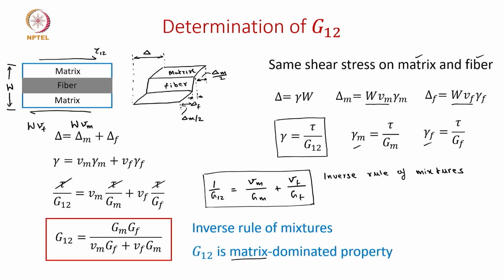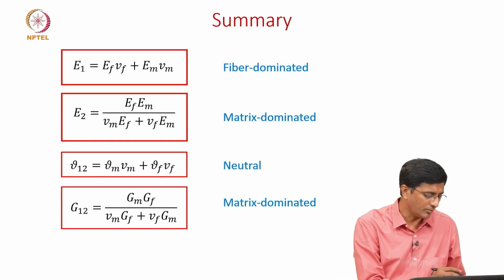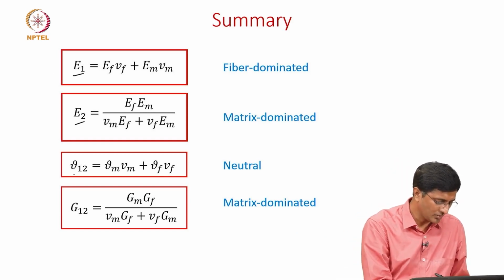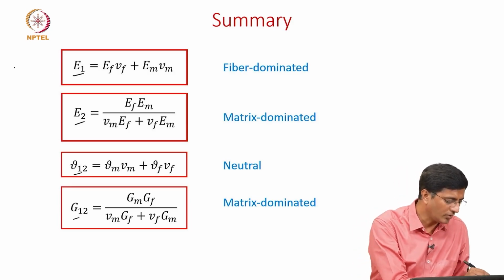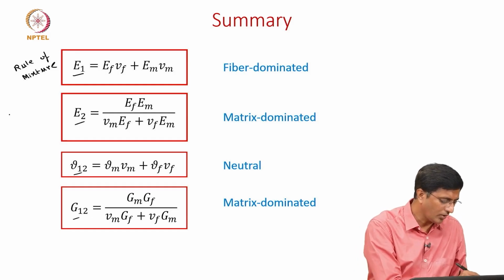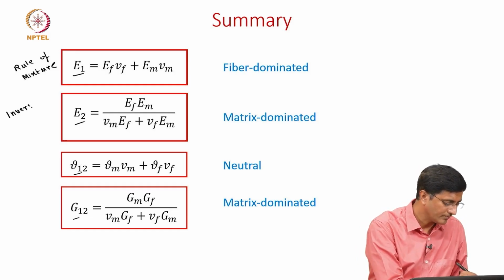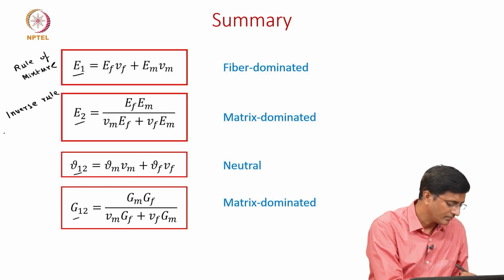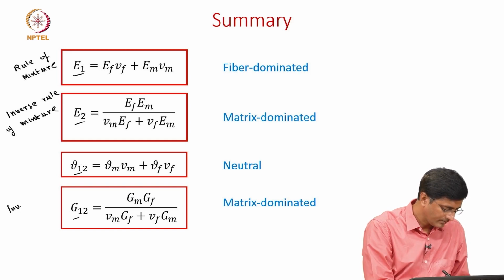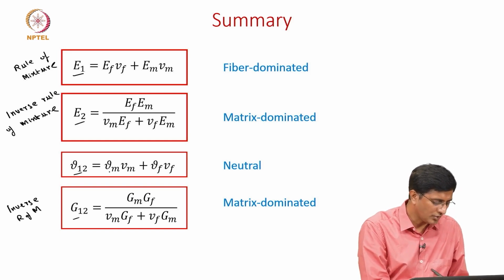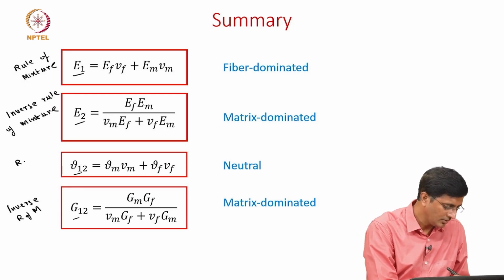In summary, in this video we looked at predicting E1, E2, the Poisson ratio and the shear modulus. First, E1 followed the rule of mixtures. But E2 and G12 followed the inverse rule of mixtures. And the Poisson ratio followed the rule of mixtures, similar to E1.